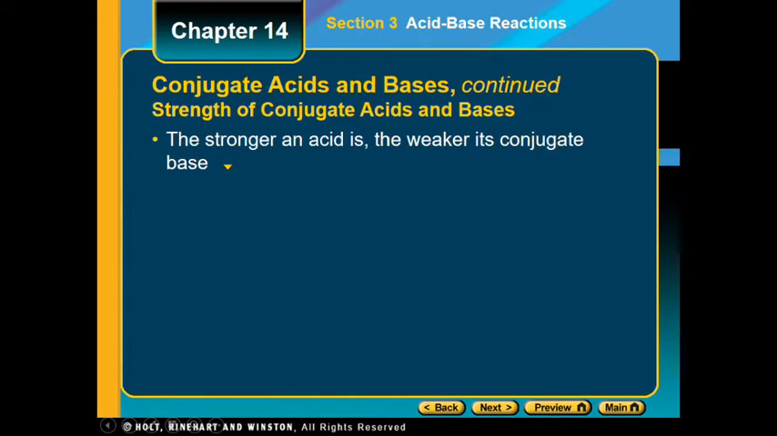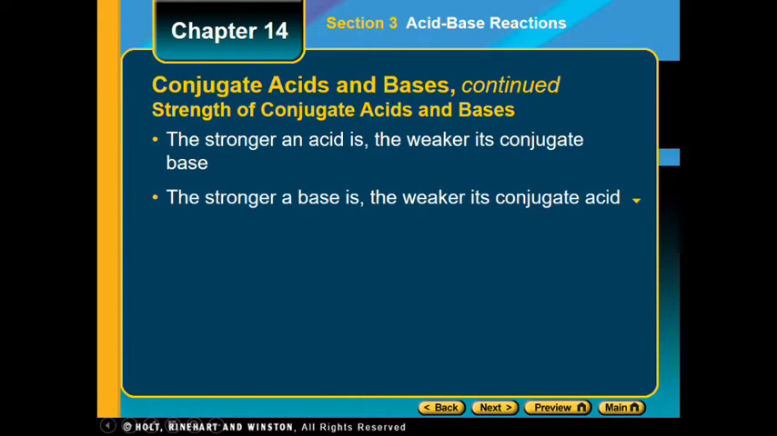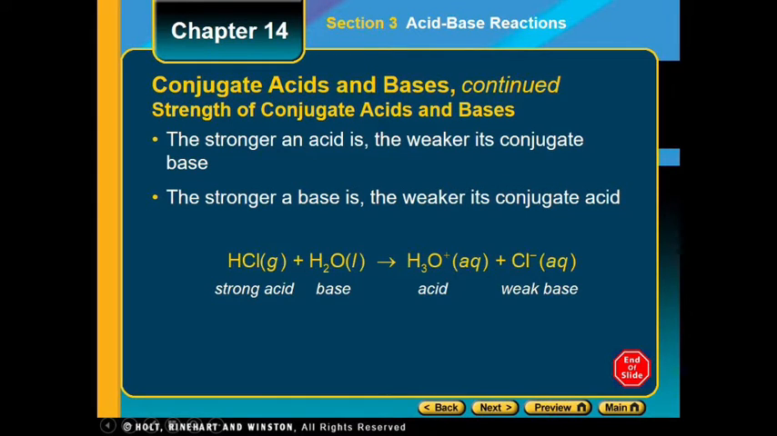The stronger an acid is, the weaker its conjugate base, and the stronger a base, the weaker its conjugate acid. So you've got your 7 strong acids that we've looked at. Hydrochloric acid is a strong acid, and water is our base here. Since hydrochloric acid is a strong acid, the conjugate base that it produces, the chloride ion, will be a weak base. So make sure you know the difference between strong acids, strong bases, and the relative strength of the different conjugates. I'll show you a chart here in just a moment.